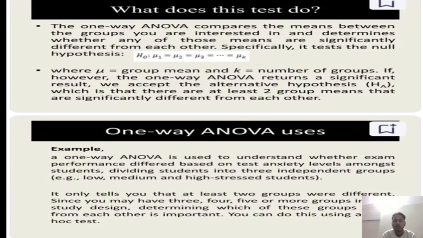One-way ANOVA example: a one-way ANOVA is used to understand whether exam performance differed based on test anxiety levels among students, dividing students into independent groups, for example low, medium and high stressed students. It only tells you that at least two groups were different, since you may have 3, 4, 5 or more groups in your study design. Determining which of these groups differ from each other is important. You can do this using a post hoc test.